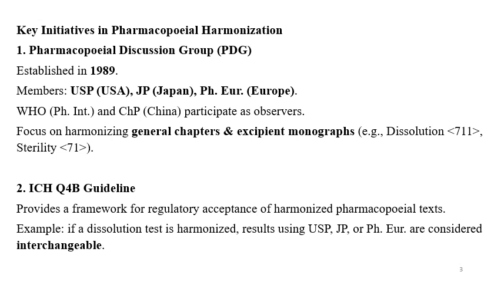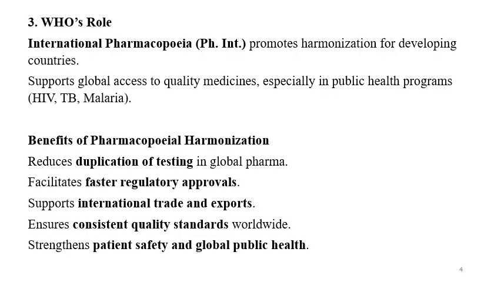You might be knowing that many of the times USP guidelines come with a revision of a new ICH guideline. It is an ICH guideline and then US FDA adopts the same, so it will be easy for all the professionals and the organizations to adopt it. Third is the WHO's role. International Pharmacopoeia promotes harmonization for developing countries and it is published by the WHO. It supports global access to quality medicines, especially in public health programs for different diseases like HIV, TB and malaria.